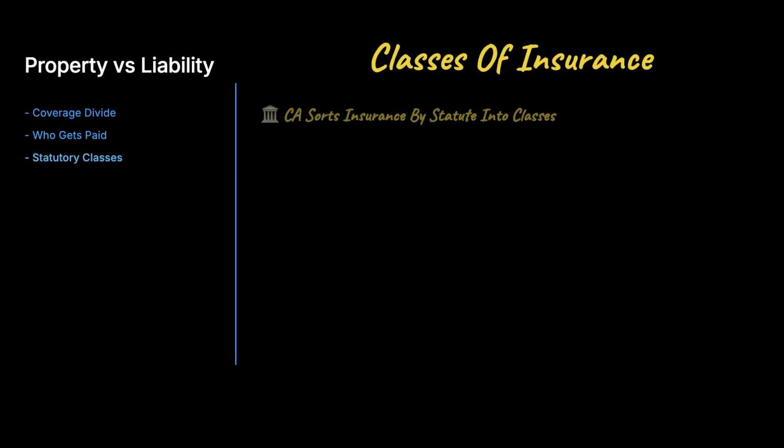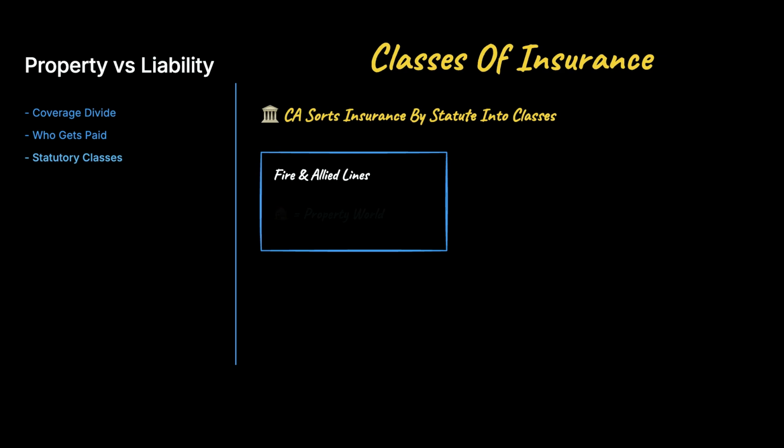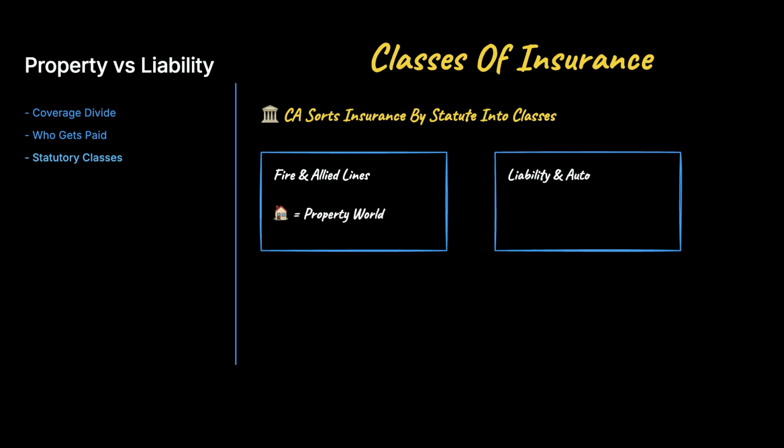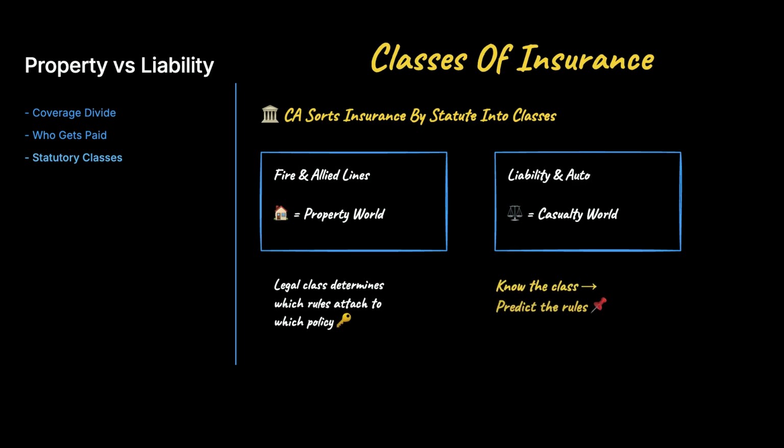One more foundational layer. California doesn't lump all insurance together. It sorts it by statute into classes, fire, liability, automobile, and more. For your purposes, the property world lives mostly in fire and allied lines, while casualty lives in liability. Knowing coverage is organized by legal class helps you predict which rules attach to which policy.